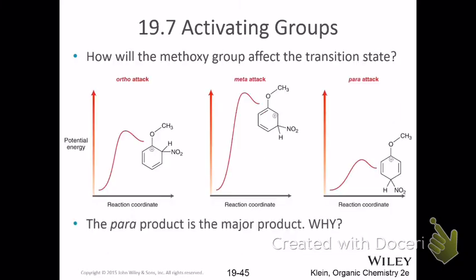So if you look at it, this is what the ortho energy diagram looks like. The potential energy, this is the activation energy to the intermediate. This is meta, which is much higher. And this is para, and para is much lower.